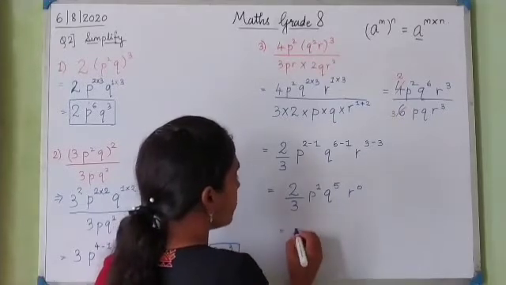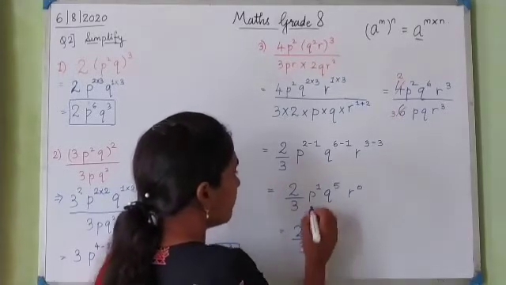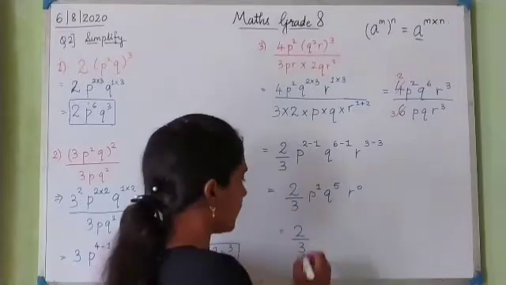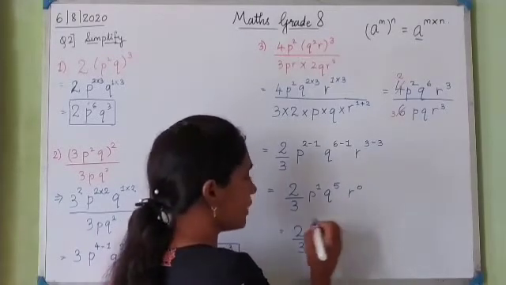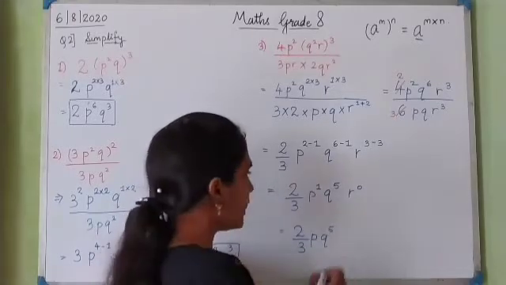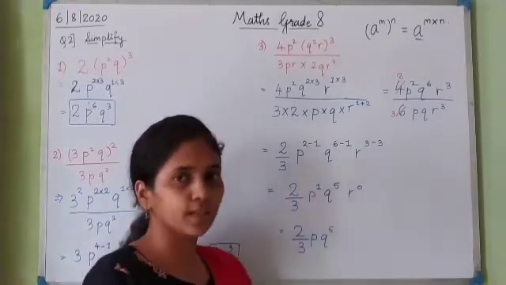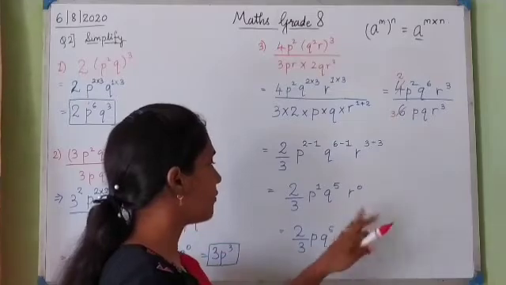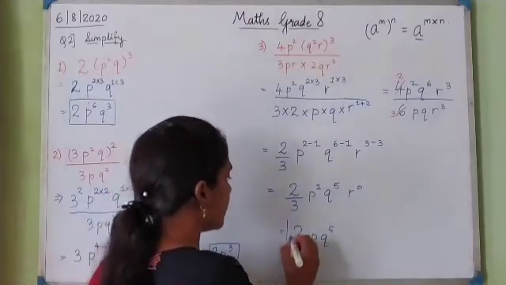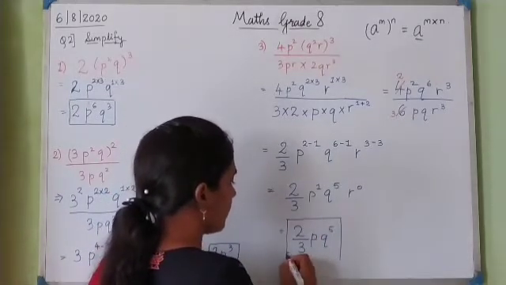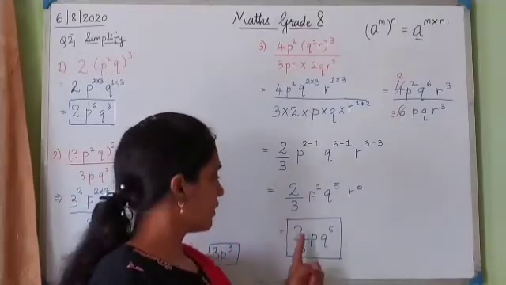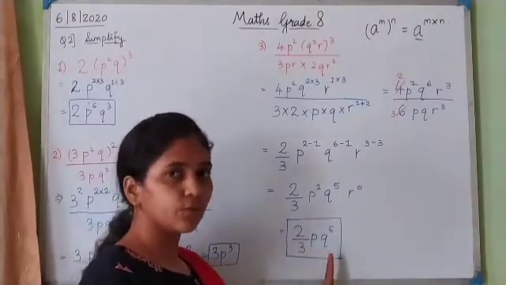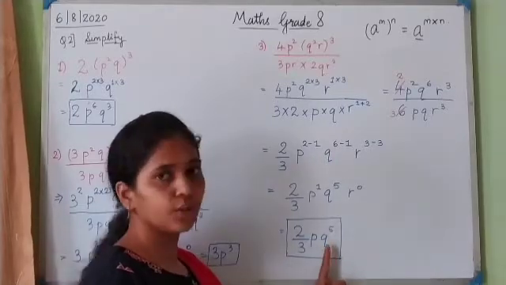Okay. Now 2 by 3, P raised to 1 means what? P. So we simply write P. Q raised to 5 we will write Q raised to 5 only. And R raised to 0 is nothing but 1. So we need not write 1. So the answer here is 2 by 3 p and q raised to 5. This 5 is only for q, not for p.